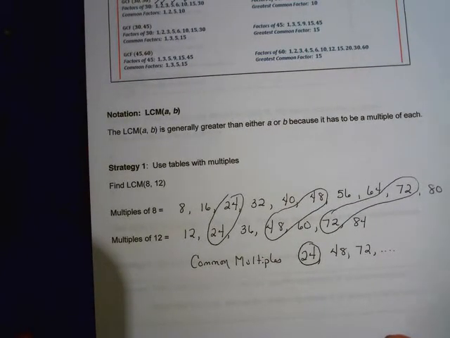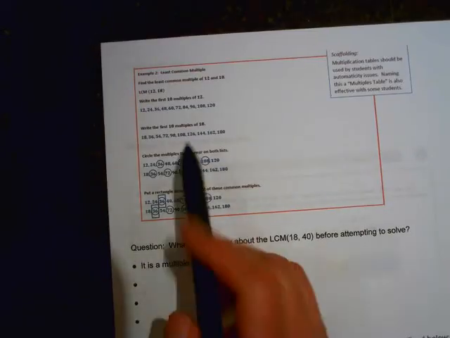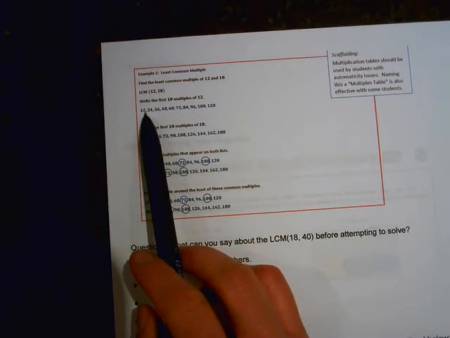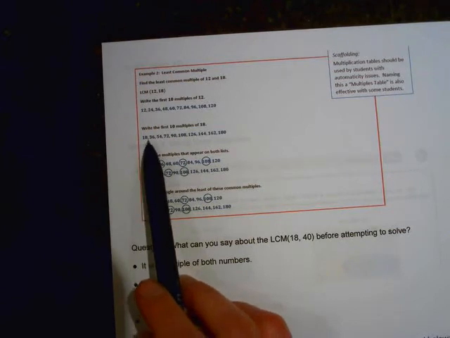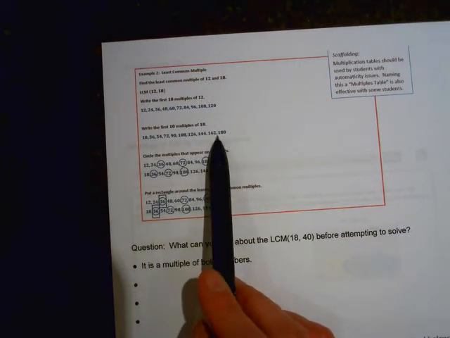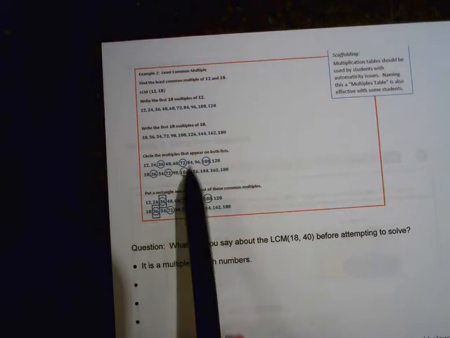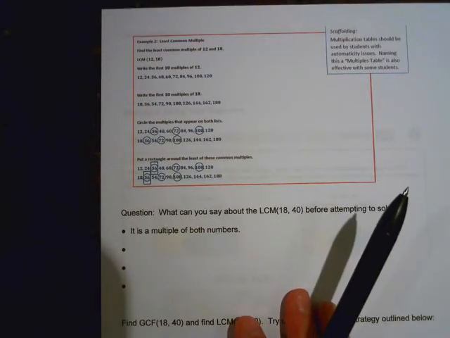So here, let's look at what they've done. This is the 6th grade method. They say list the multiples of 12. Here they're doing 18. List the multiples of 18. Circle the multiples that appear on both lists. And then put a box around the one in common that's the smallest, the least common multiple.